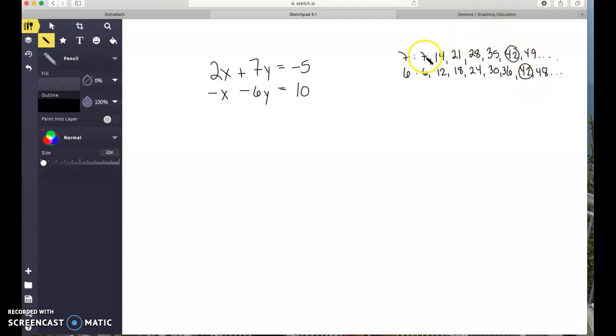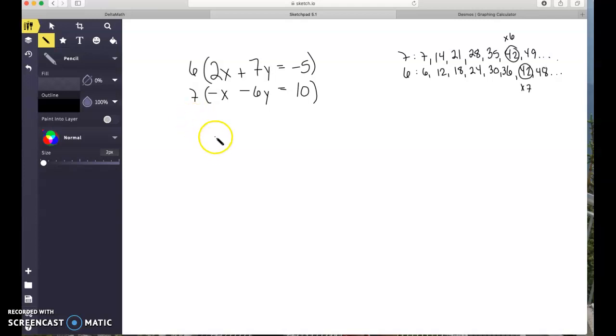Right? So I multiplied 7 by 6 to get 42, and I multiplied 6 by 7 to get 42. So that's what I would do over here with my equations, right? I'm going to multiply my entire top equation by 6, and I'm going to multiply my entire bottom equation by 7, right? And we're allowed to do that because as long as you multiply both sides of the equation, you're using that multiplication property of equality, right?